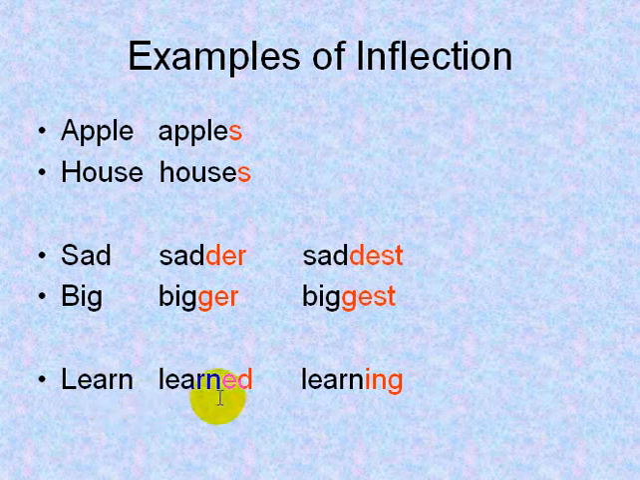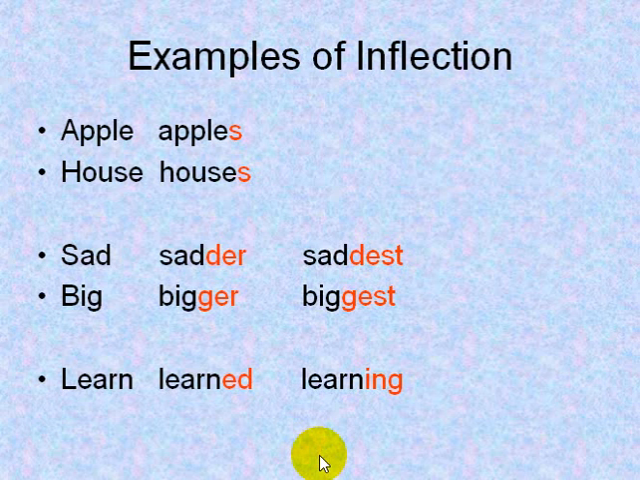Learn as a verb: learned, the past tense, or learning, the progressive aspect of the verb. So the ed and ing also represent inflections. Now these and other inflections are nine in number. You have studied them in English last year. They cannot do things that the derivational process can do. We will tackle them in the differences between inflection and derivation processes. Now this is inflection as a process.